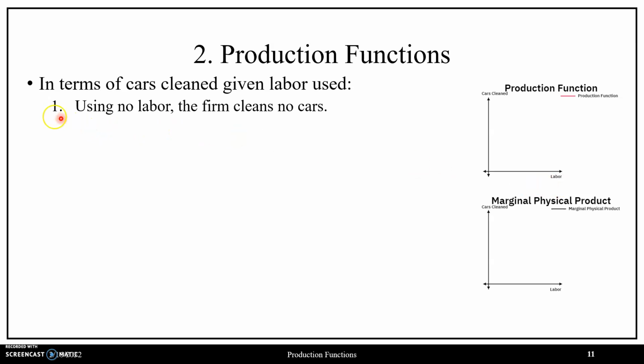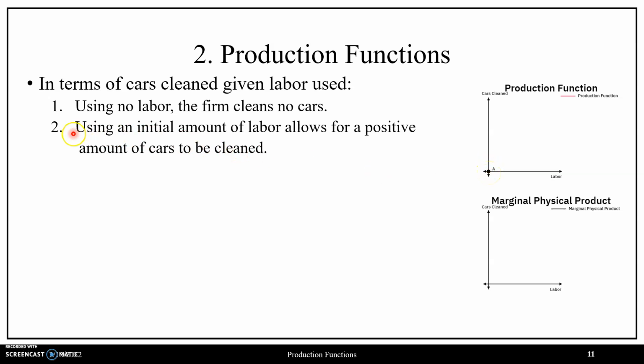To begin, if the firm is using no labor, then the firm can clean no cars. We can represent this with point A, where the firm has a fixed amount of space and a fixed amount of cleaning equipment, but since they are not using labor to clean cars with their cleaning equipment in the space that they have, no cars can be cleaned as a result. So we need a positive quantity of all of our factors of production as mentioned, and we can represent this with point A: 0 labor, 0 cars.